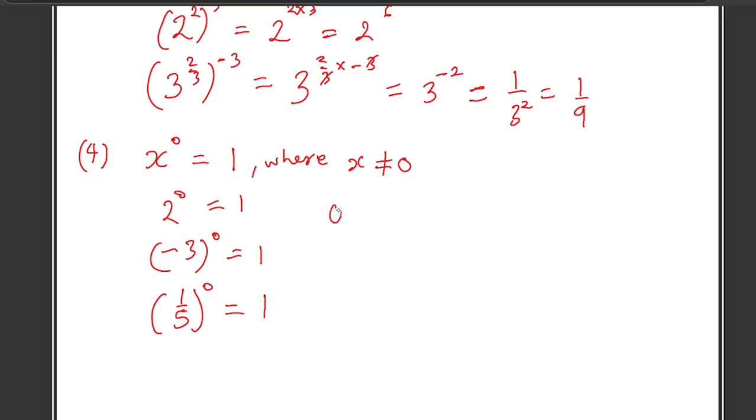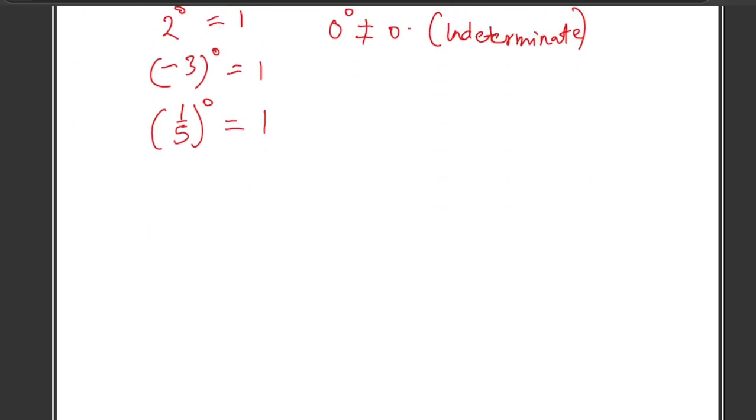So that means 0 raised power 0 is not what? Is not 0. 0 raised power 0 is indeterminate. Yes, it is indeterminate. That is, it does not have a value. So take notes, x raised power 0 equals 1. The condition is that x is not equal to what? x is not equal to 0. That's the fourth law. Any number raised power 0 is 1.